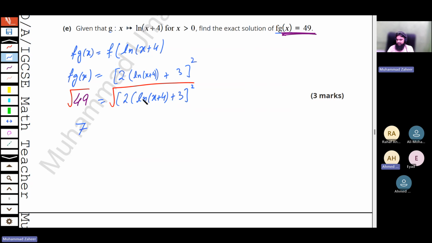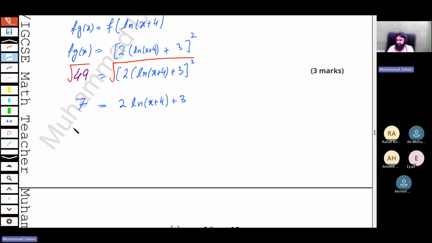7 is equal to 2 natural log of x plus 4, plus 3. I'm just going to take the positive value. The square will cancel out. The plus 3 on this side will become minus 3 on the other side. So 4 divided by 2 is equal to natural log of x plus 4. So I'm going to get natural log of x plus 4 is equal to 2.